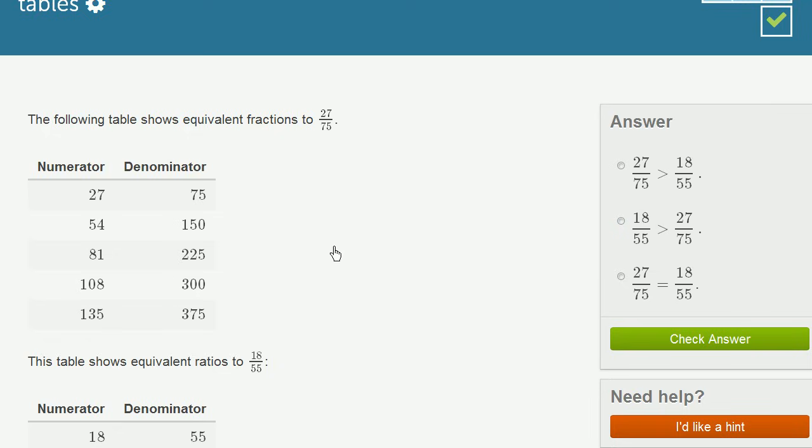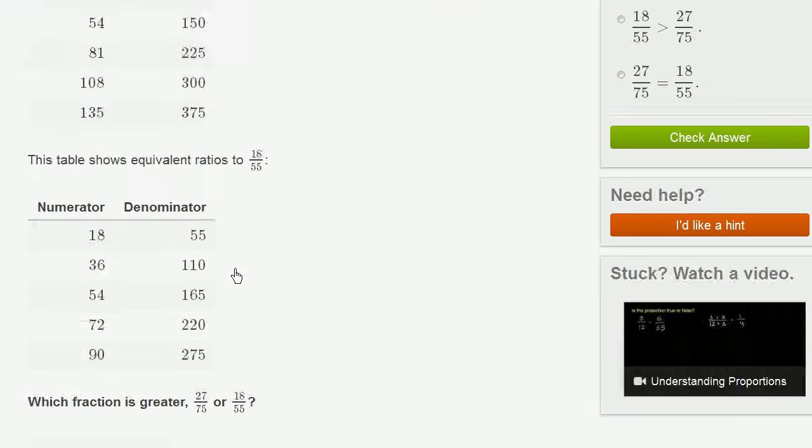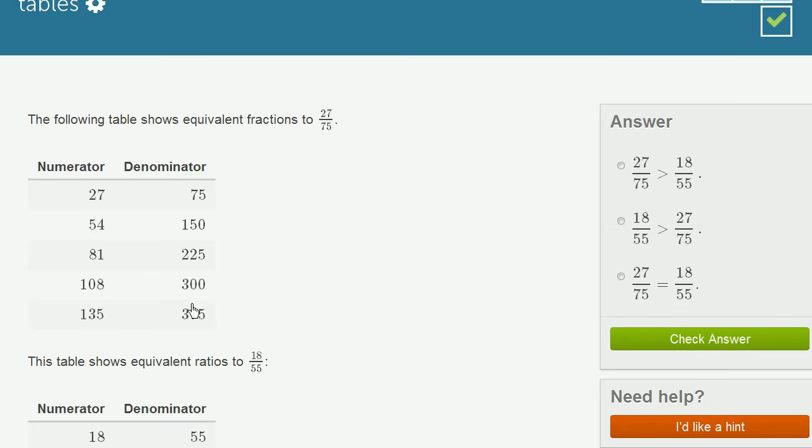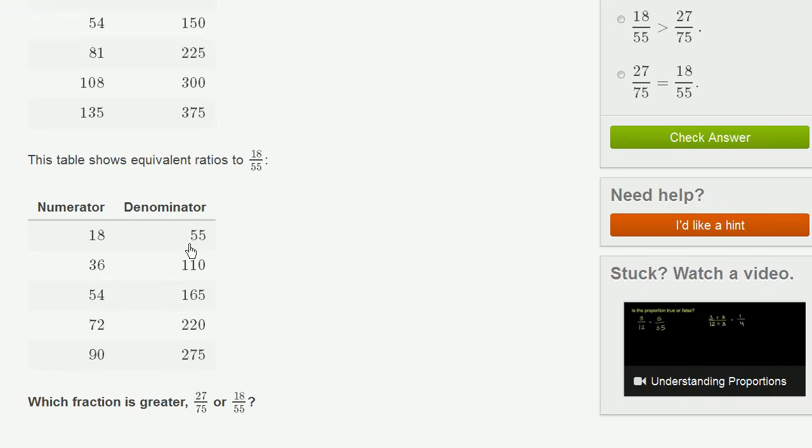The following table shows equivalent fractions to 27/75. So then they wrote all of the different equivalent fractions. This table shows ratios equivalent to 18/55. Fair enough. All right, so these are all equivalent to 27/75. These are all equivalent to 18/55, so all of these. Which fraction is greater, 27/75 or 18/55?